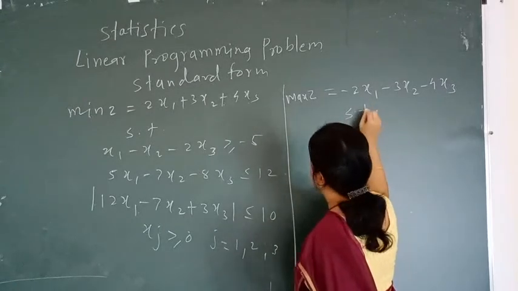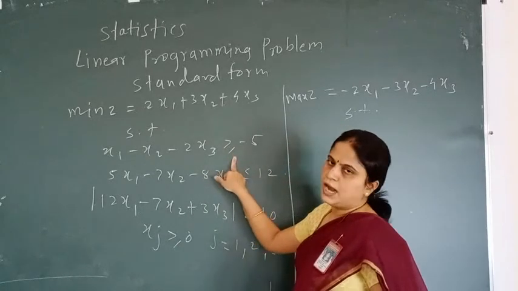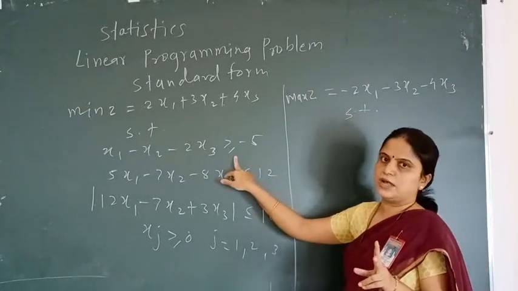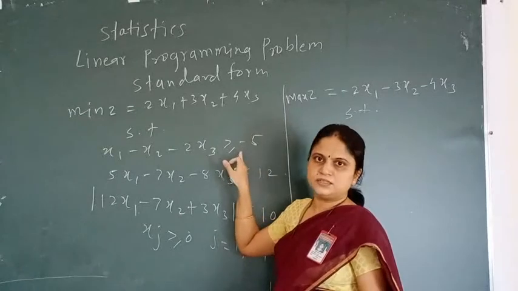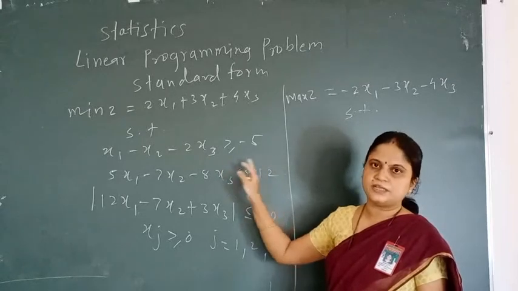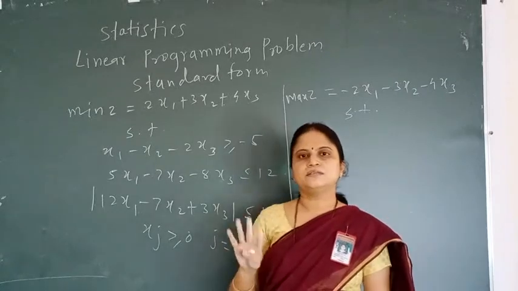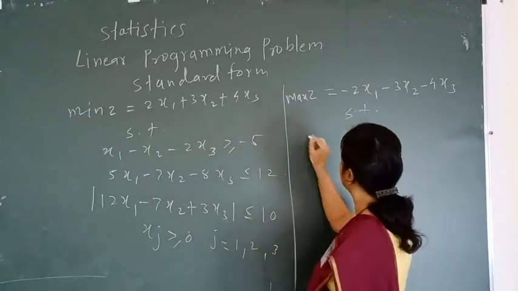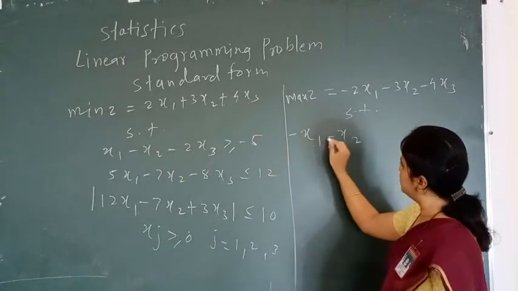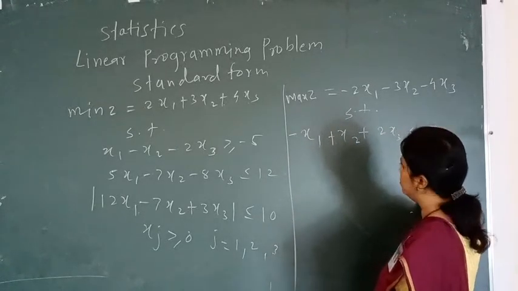Subject to constraints, I have the constraint. Over here my first constraint is greater than or equal to type, and in canonical form I convert it to less than or equal to type. Over here I have two methods. Since our bi is negative, but to solve the LPP I need this bi positive, I may multiply this equation by -1 so that it is converted to less than or equal to type, or I may add the slack variable. In both cases it is converted. So I multiply this by -1: minus x1 plus x2 plus 2x3 less than or equal to 5.